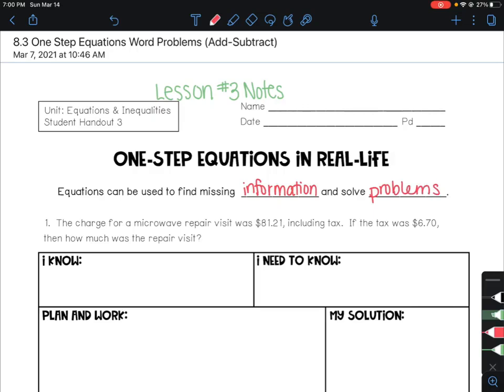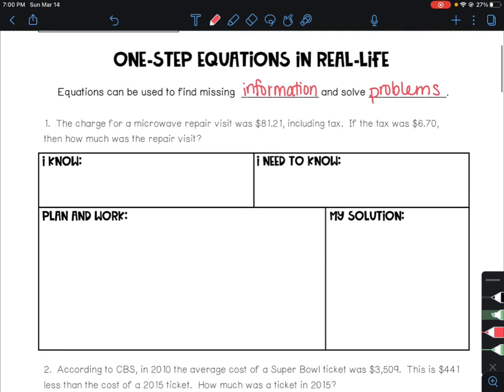Okay? So in our first example, you can see here that we have a graphic organizer. There's things that we know and things that we need to know. We're going to read, annotate, and then fill out this organizer. Our new step is going to be adding in a variable, and we'll see where that's going to go in a minute. Number 1, the charge for a microwave repair visit was $81.21, including tax. If the tax was $6.70, then how much was the repair visit?